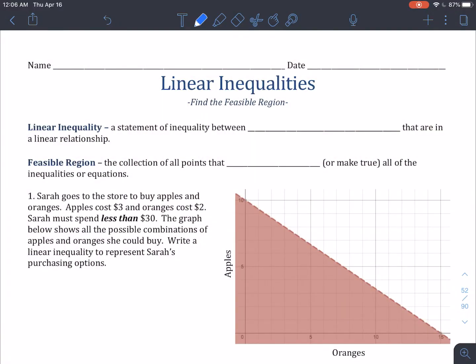Hello everyone, in this lesson we're going to be talking about linear inequalities. A linear inequality is a statement of inequality between two variables that are in a linear relationship. And the feasible region is the collection of all points that satisfy, or make true, all of the inequalities or equations. So let's look at an example.